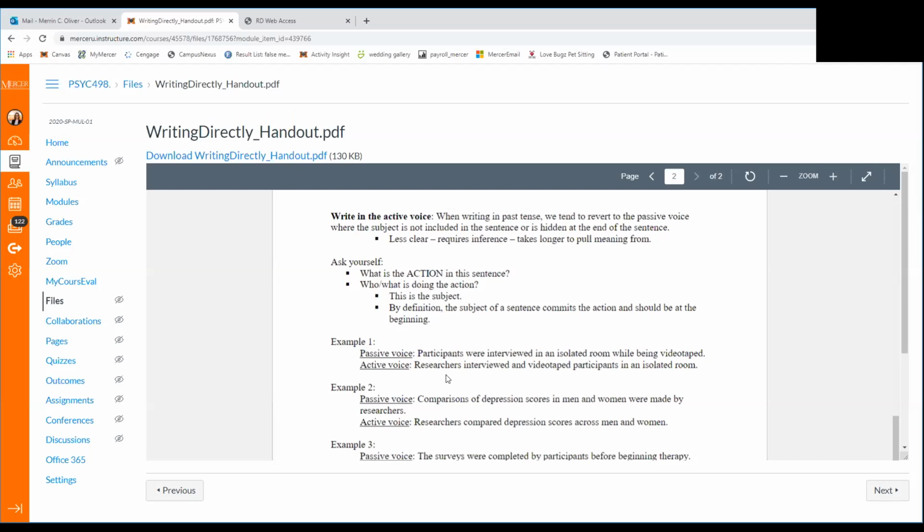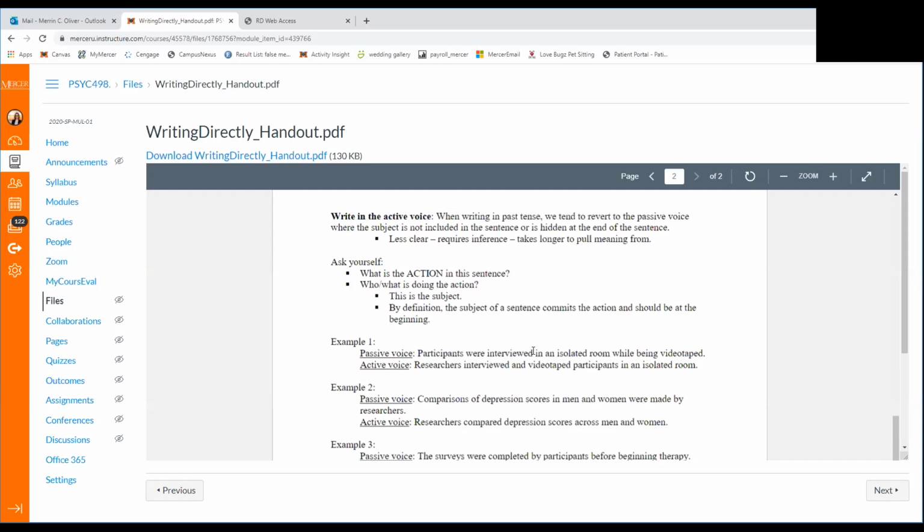And so to look at an example here, say passive voice, and you'll notice it's a lot in your papers: participants were interviewed in an isolated room while being videotaped. Well, ask yourself, who's the subject here? Participants? No, they're not actually the subject of the sentence. And since we've situated them at the beginning of the sentence, even though they're not actually the subject, it makes the sentence less clear for readers, and it makes them do a little extra mental work to infer what's going on. So what you want to do is find the action or the verb of your sentence. The verb here is interviewed, right?